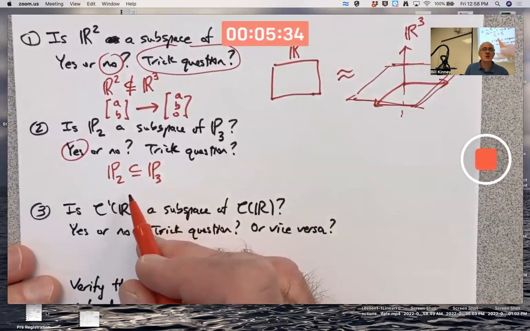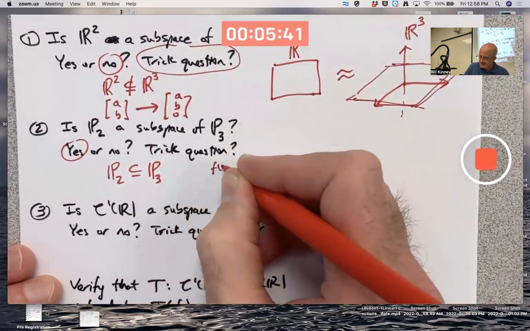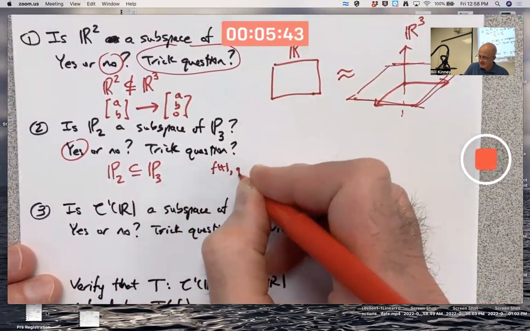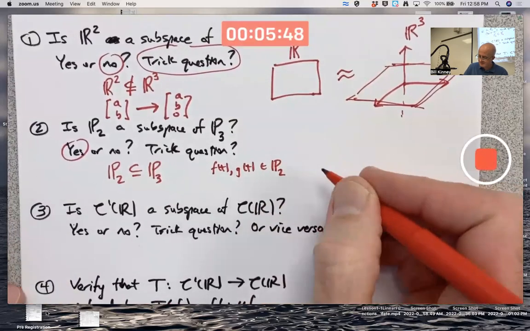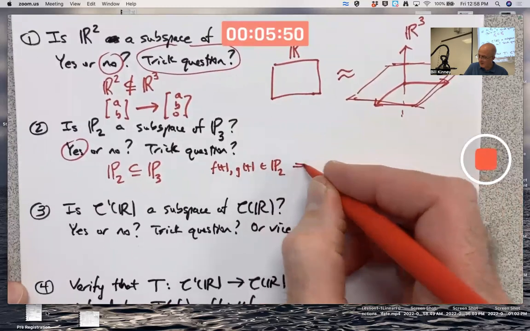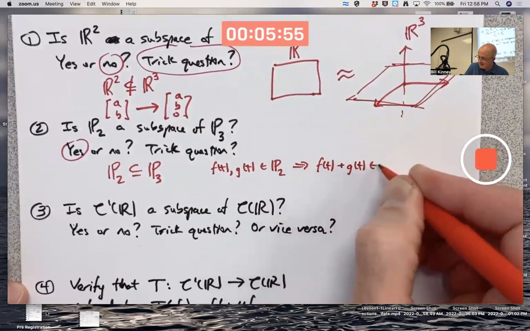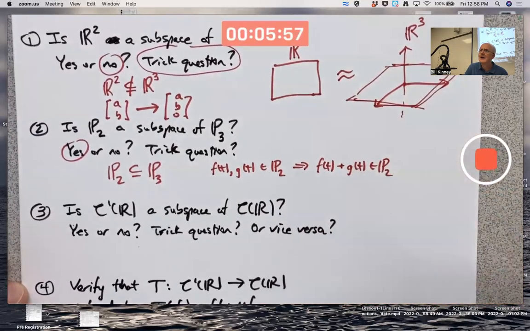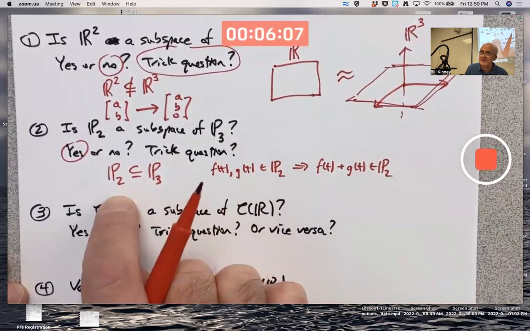What about closure under addition and scalar multiplication? Give me two polynomials, f of t and g of t in P2. Is their sum in P2? Well, we already know the sum is definitely in P2 because P2 is a vector space to begin with. In fact, I really don't have to even use the subspace test here. It's enough to know that this is a subset of that and also know it is a vector space in its own right.